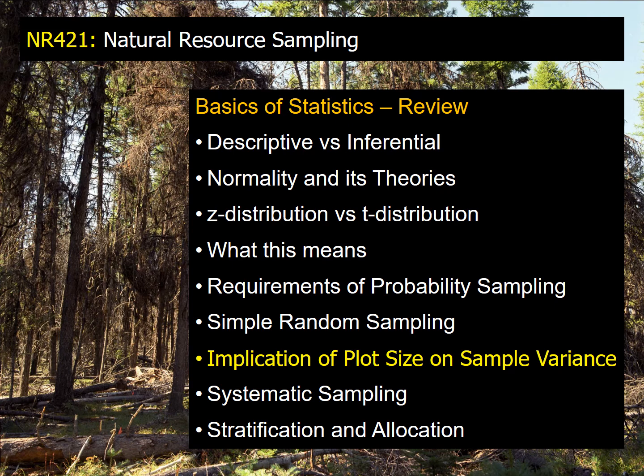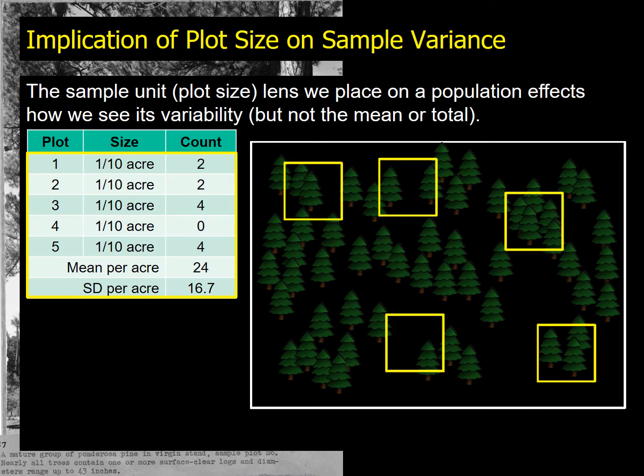An important aspect to sampling the natural world is considering how our sampling unit will influence how we see the population. The scale at which we choose to view a population influences the level of variability, or range of possible values, that we would expect to find.